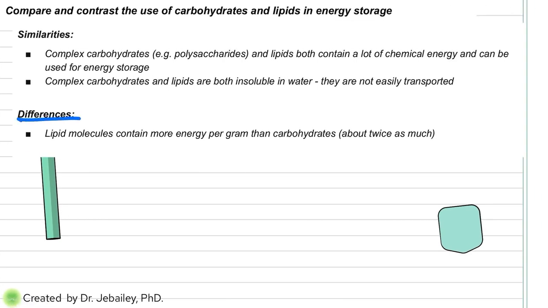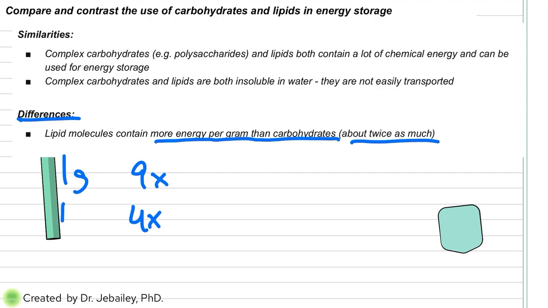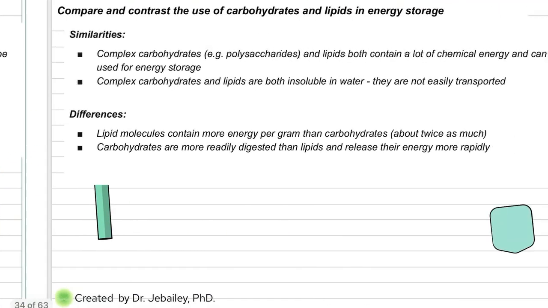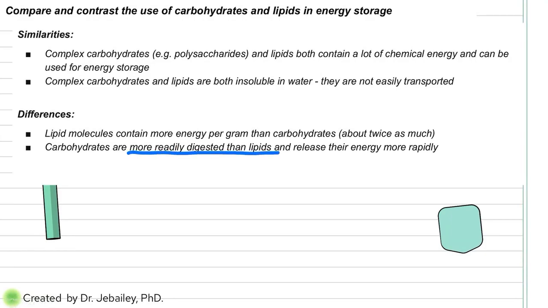Now for differences, we have lipid molecules contain more energy per gram than carbs, twice as much. That is true because for lipids it's 9, while for carbs it's 4. So if you have 1 gram of lipid and 1 gram of carbs, that would be giving you 9 calories for fat and 4 calories for carbs. So you can see that lipids contain more energy per gram. Another one is carbs are more easily digested than lipids, so they release energy more quickly, and that is true. It's a very quick energy.